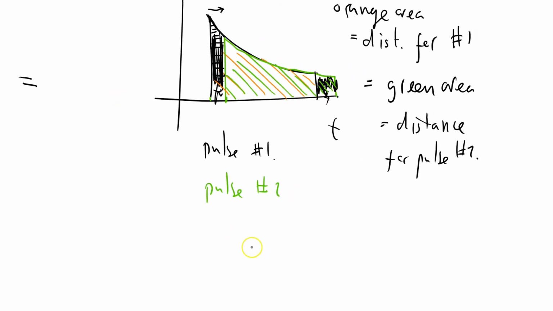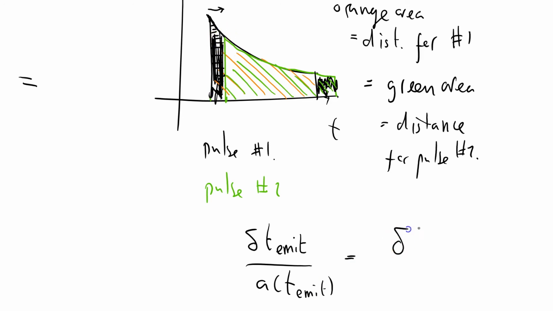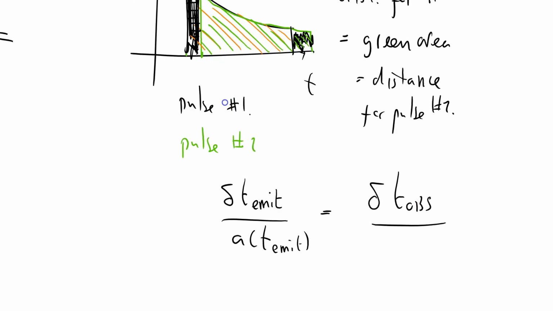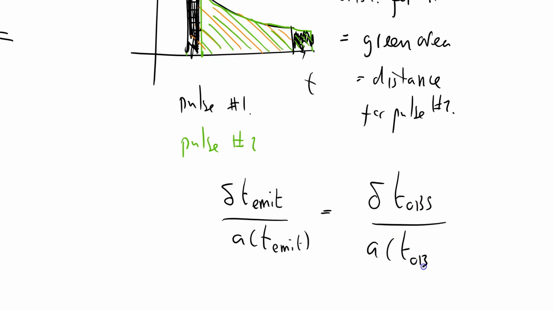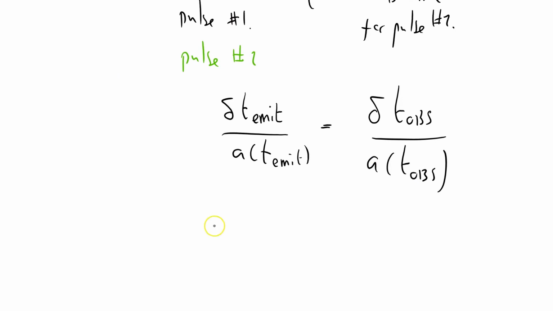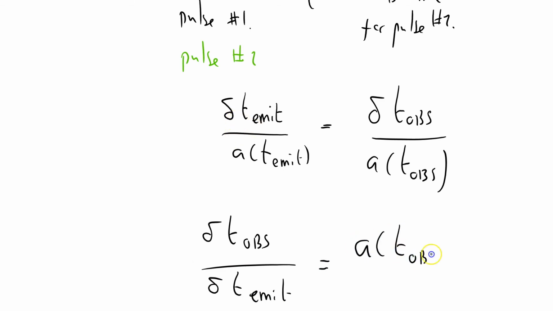algebraic notation, is that delta t emit upon a of t emit equals that area there, to first order at least, equals delta t obs upon a of t observed. So that tells me that delta t obs over delta t emitted equals, which way round, a of t obs divided by a of t emit.